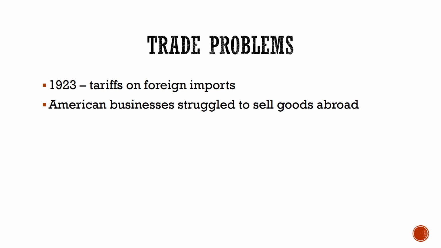However, in the 1920s, this plan backfired because other countries responded in turn and put a tariff on American goods going into their countries. That meant that American businesses struggled to sell their goods abroad, leaving them again with a huge surplus of goods, including food, that couldn't be sold.